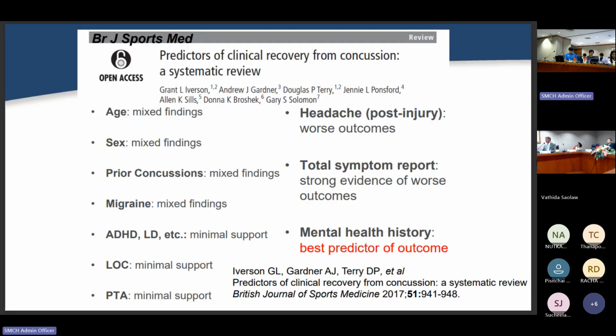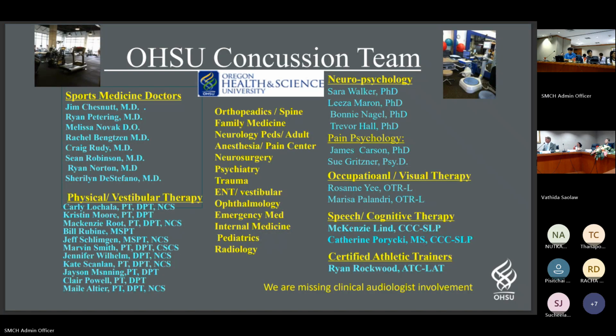And one other important idea is what are the predictors of clinical recovery? This is a paper by Iverson and group that said those with headaches post-injury had the worst outcomes, but total symptom report also had strong evidence for worse outcomes. Some say greater than 20 or greater than 30 on the symptom score, which we'll show you. Mental health history, however, was the best predictor of long-term outcome. Pre-existing mental health issues tend to be exacerbated during and after concussion.